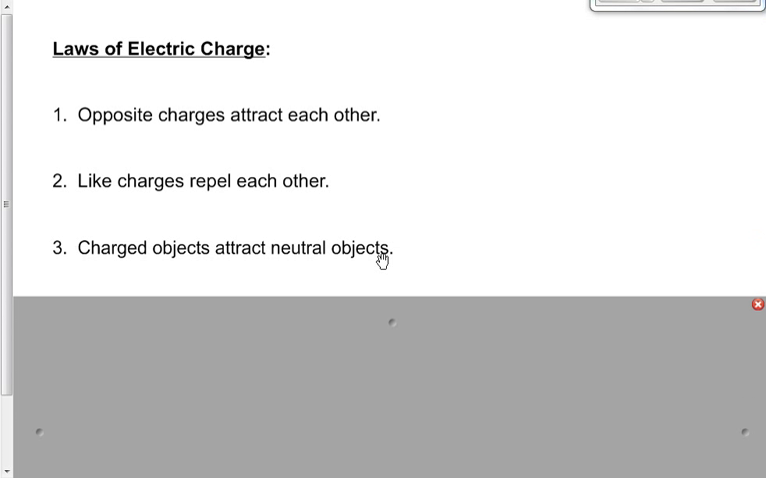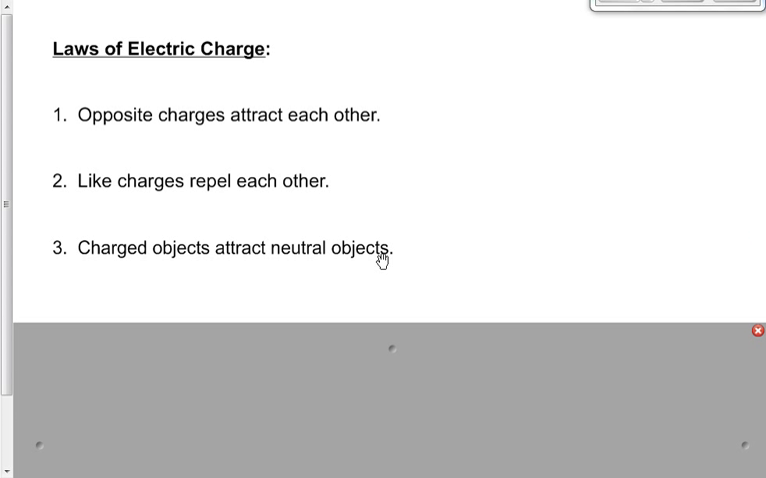And finally, we've got this third one. It says charged objects attract neutral objects. We want to be careful with the wording of that one. We don't just say charged attracts neutral. A proton is positive. A neutron is neutral. They do not attract each other. Positive does not attract neutral. And an electron is negative. A neutron is neutral. An electron does not attract a neutron.